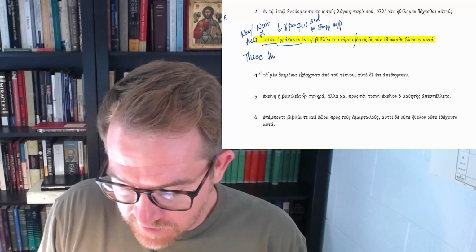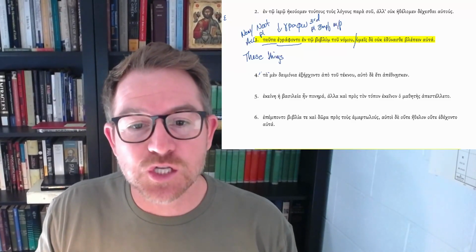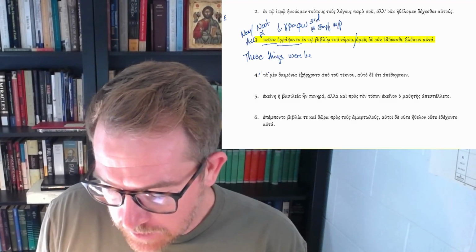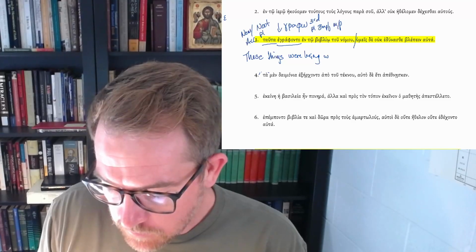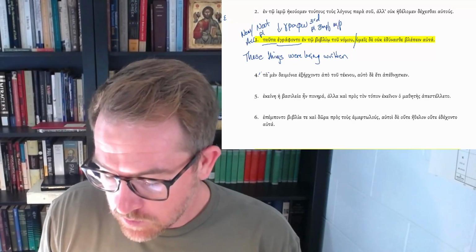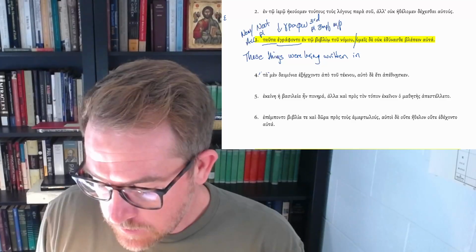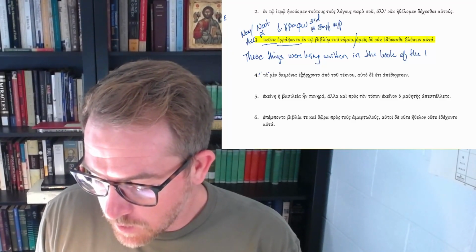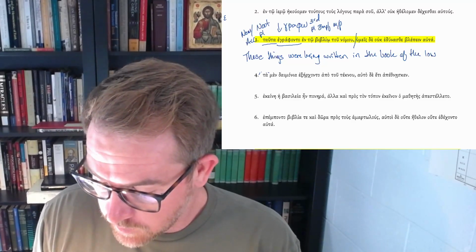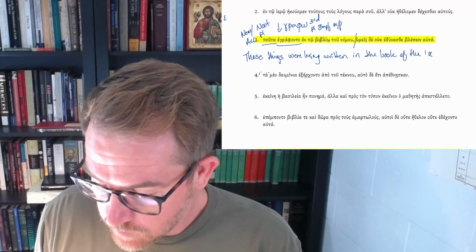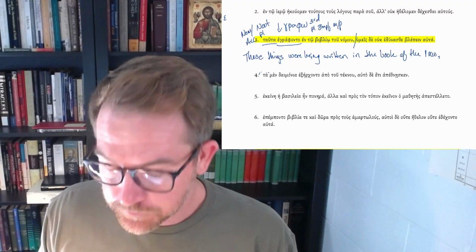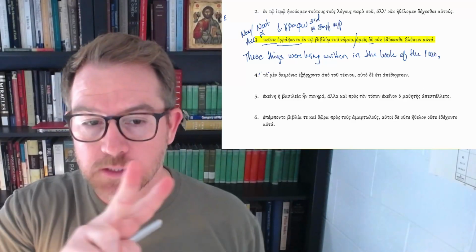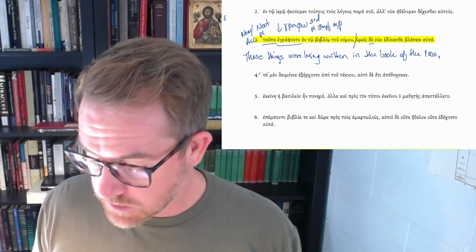These things, because I have this near demonstrative pronoun, and because it's neuter, I'm going to say things. Egraphonto were being written en to biblio tou nomou, in the book, singular, of the law. The book of the law, the nomou, comma. And then I have my postpositive particle de, which is going to be in second position, but I'm going to translate it first: but, or and.